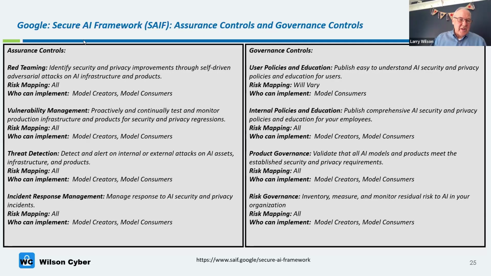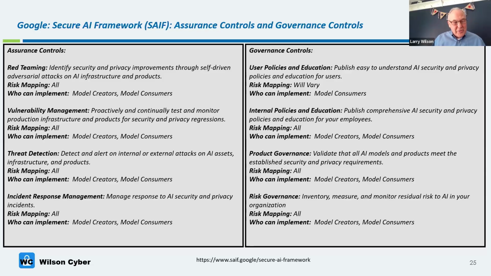And then next we have the assurance controls. Red teaming, which we talked about earlier, is to identify security and privacy improvements through self-driven adversarial attacks. Creators and consumers both should be doing red teaming. We have vulnerability management: proactively and continually test or monitor the production environment.